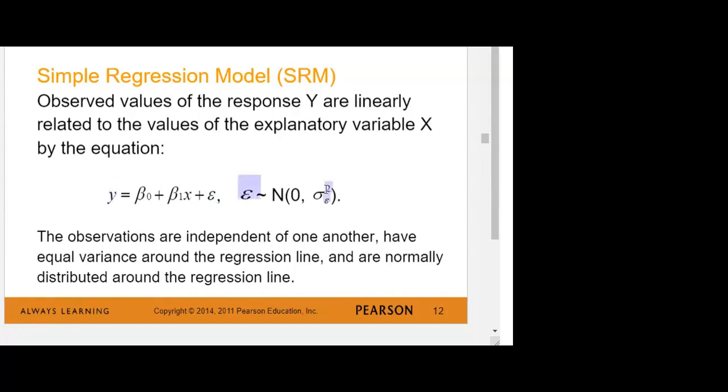So, what does this notation mean? This means epsilon follows a normal probability distribution, N stands for normal probability distribution, with a center of 0, or average of 0, and a variance of sigma squared. And this is actually representing our assumptions, right? Being normal, independent, and having similar variances. So the observations are independent, have equal variance around the regression line, and are normally distributed. That's what this means, okay?